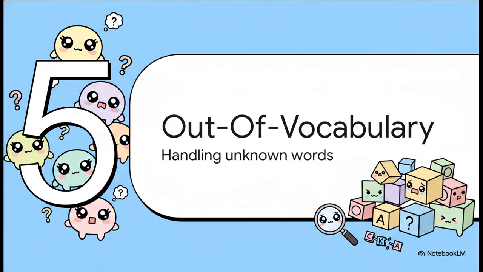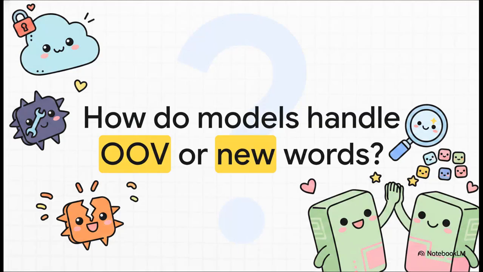Section 5. Handling out-of-vocabulary words. Let's transition to a highly technical, real-world scenario. In the past, this was a massive headache for data scientists. The interviewer will ask, how do modern models handle out-of-vocabulary, or OOV words? A very common beginner mistake is just saying, oh, it outputs an unknown token.